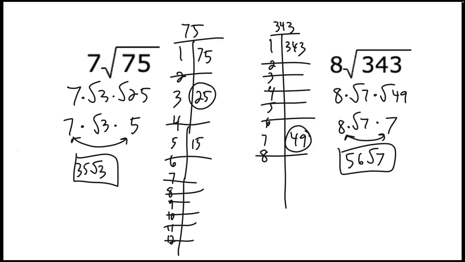Okay, and for the second problem, here is the work and final answer. Should have gotten 56 times the square root of 7.